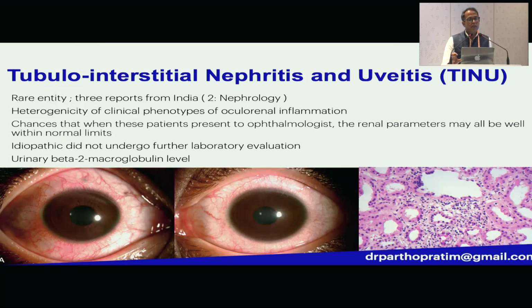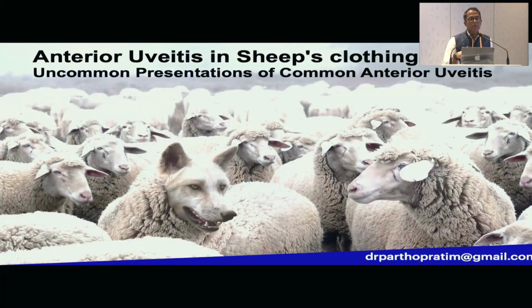The main reason for that is the heterogeneity of the clinical phenotype of this inflammation. Chances are that when the patient presents to the ophthalmologist, the renal parameters may be well controlled and within normal limits, and maybe we are labeling them as idiopathic anterior uveitis without investigating further. So you need to have a high index of suspicion and investigate these children for this entity.